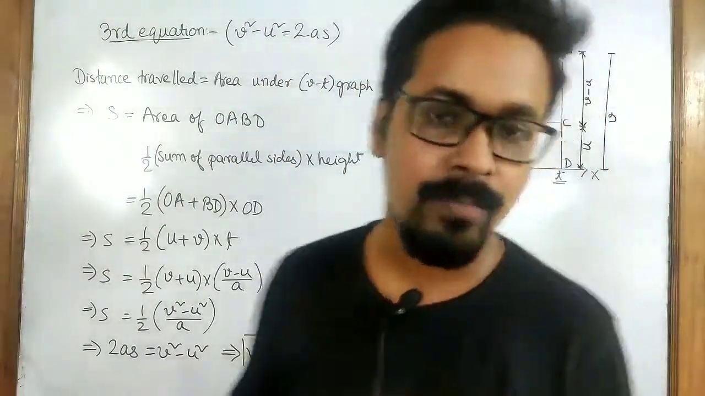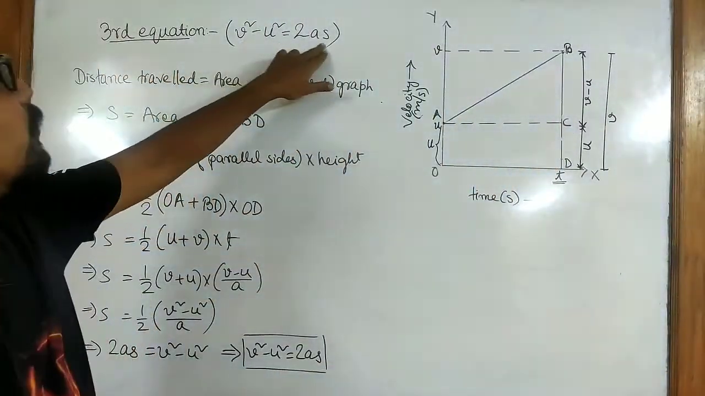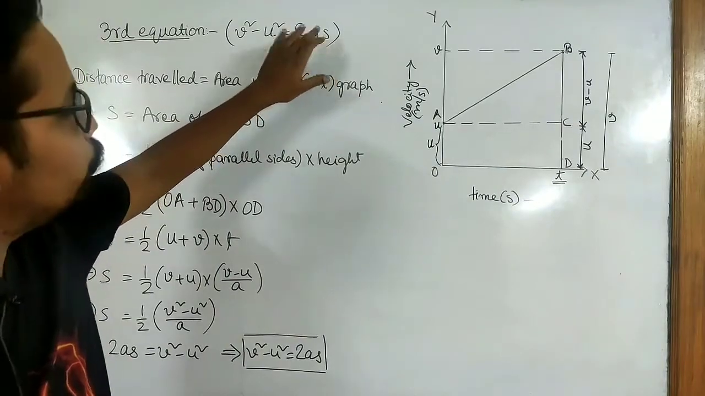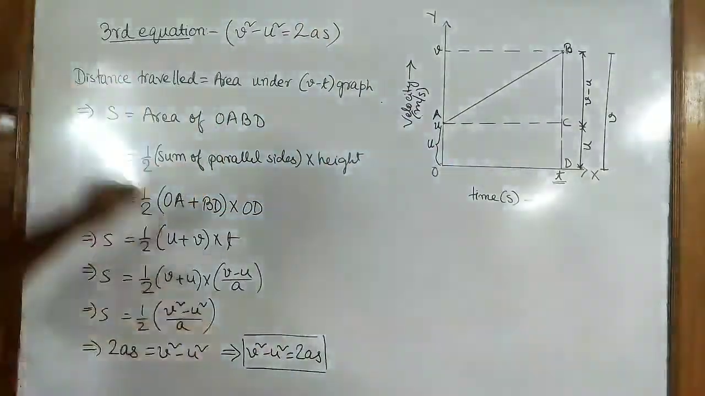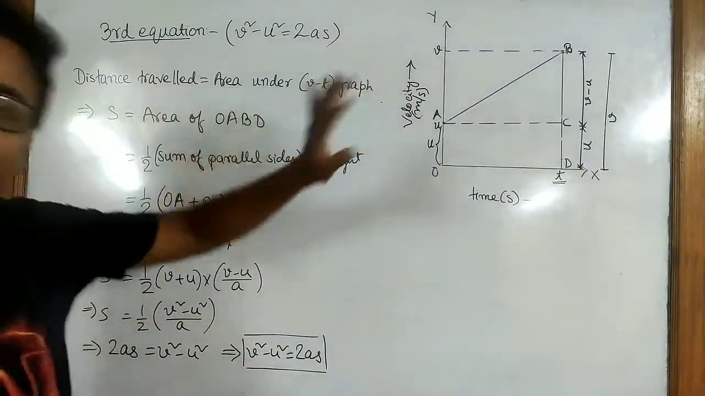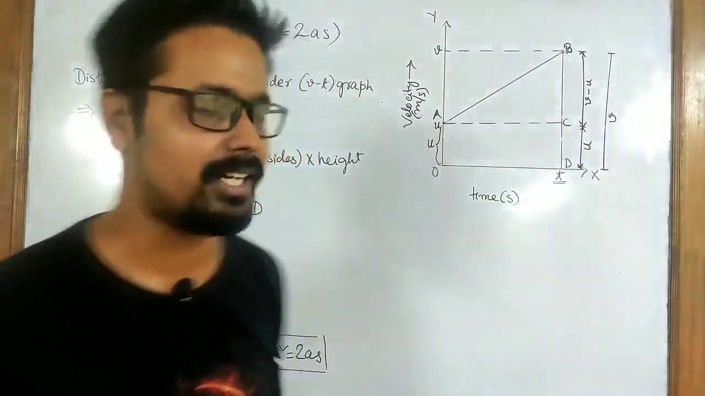So let's see what we have to do. Again we have to find what? We have distance out here. Okay, so we will use the formula of distance again. Distance traveled is equal to area under a velocity time graph. Same logic as I applied earlier.